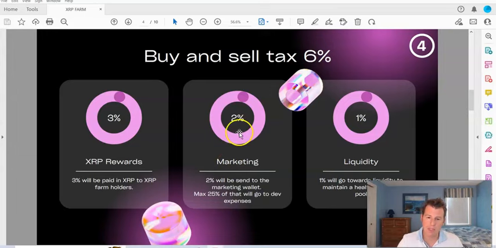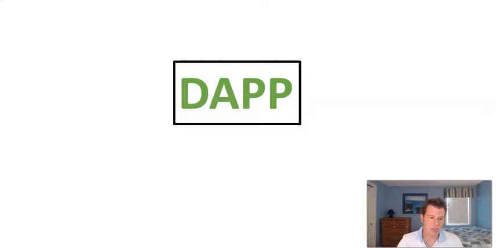I always like how teams have some allocations of coin for marketing. I think it's very important, especially with early stage projects. So I like that. And then 1% of the 6% goes to liquidity pools. So let's take a closer look at the dApp.